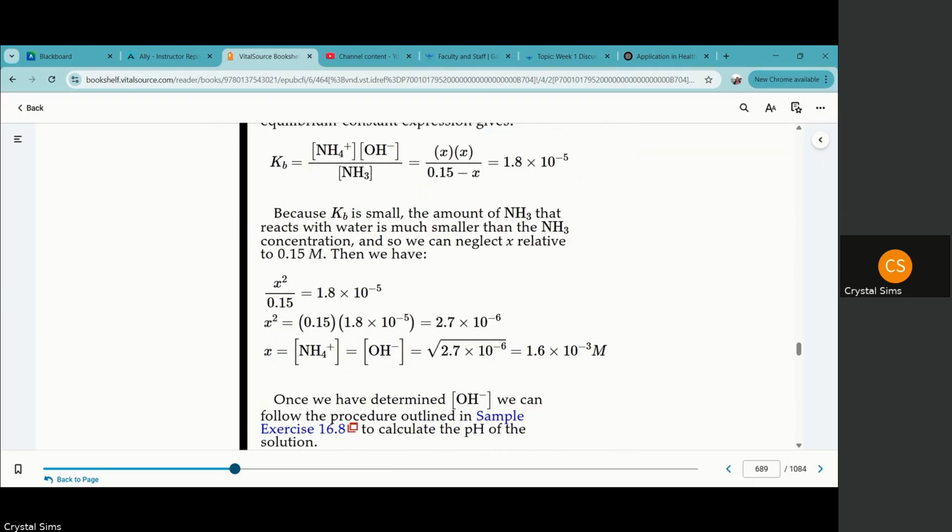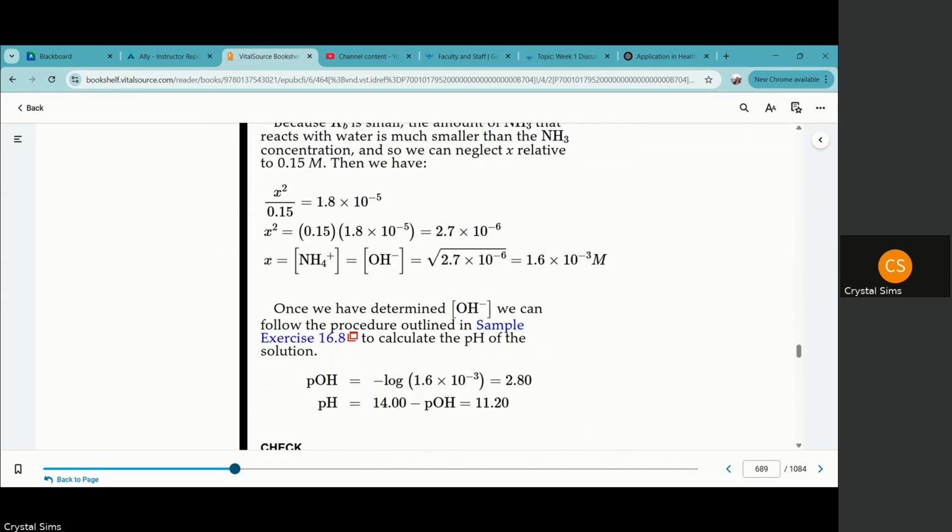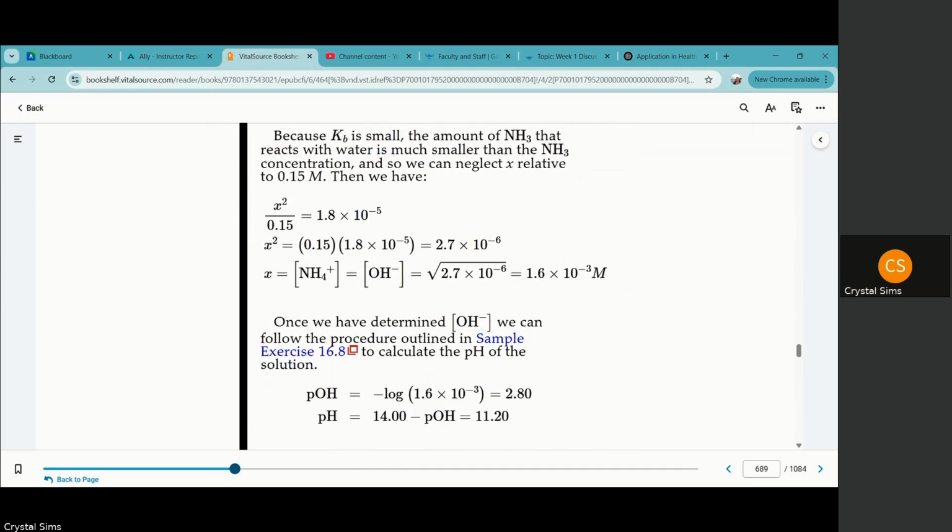Now, in this textbook, they ask you to determine pH. Well, we can just go ahead and do that. We know that pOH is the negative log of the hydroxide ion concentration. So we go ahead, plug that in. We end up with a pOH of 2.80. And from our earlier calculations, we can get pH by subtracting from 14. So our pH here is 11.20.